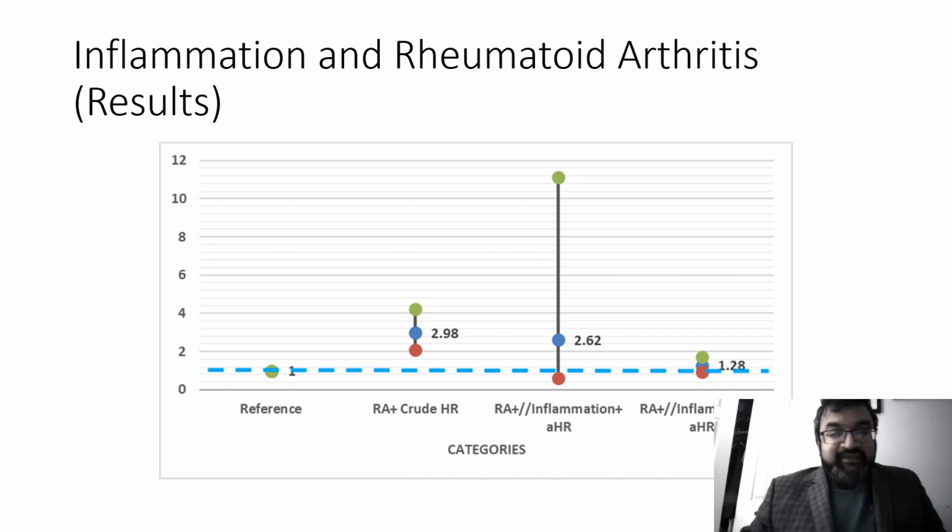Now, looking at the difference between people that have inflammation and people who do not have inflammation, patients that have inflammation actually have a 162 percent higher likelihood of overall mortality. Whereas individuals that are rheumatoid arthritis positive but inflammation negative only have a 28% higher likelihood of mortality. So as you can see, there's a distinction between the two.